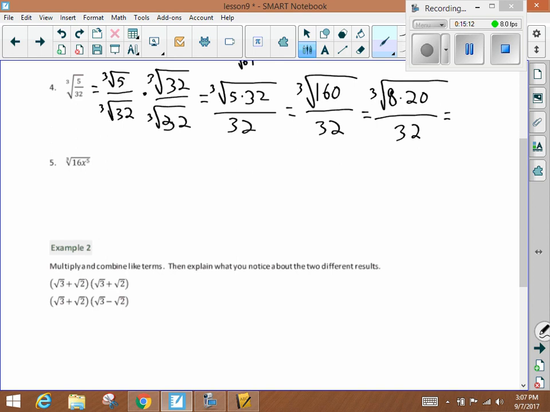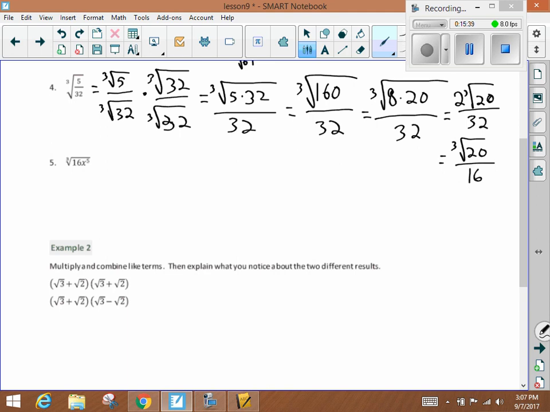So this is going to be, what's the cube root of 8? Well, since 2 times 2 times 2 is 8, then the cube root of 8 is 2. So this is 2 times the cube root of 20 divided by 32, which is the cube root of 20 divided by 16. And there it is.